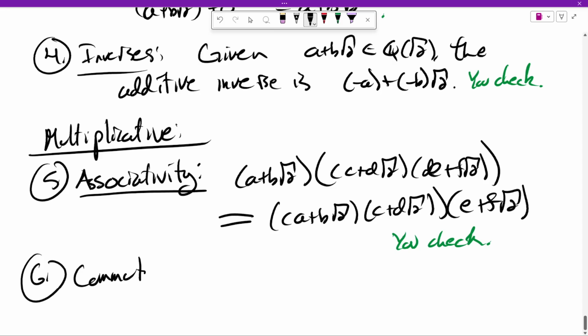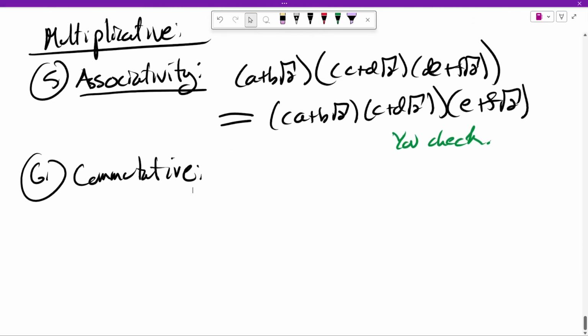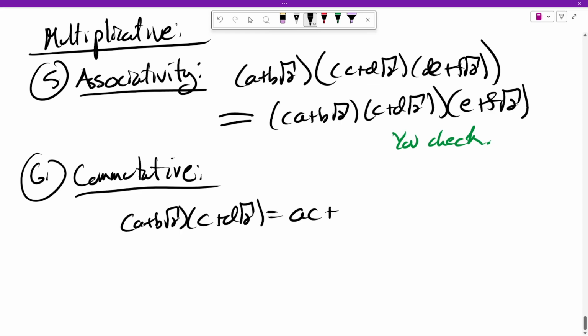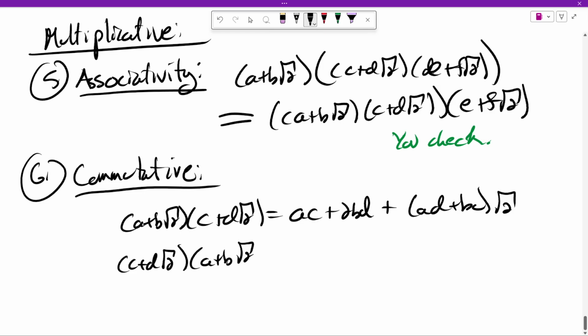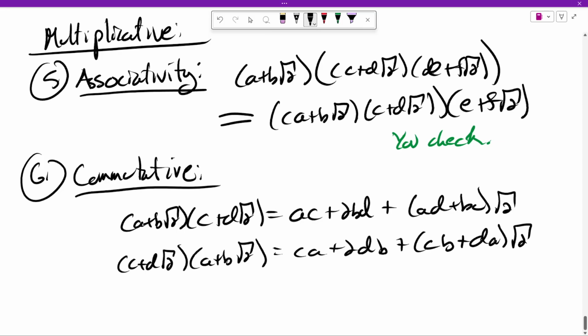6, commutativity. All right, I'll do commutativity because although it's a little complicated, it's not that hard. So let's multiply a plus b root 2 and c plus d root 2. So we worked out a formula that you can go back and look at. I'm just going to write it down. Or you could FOIL it out and you get the same thing. And then I'm going to do the other way as well. Let's see, CB plus DA. All right, there we go.